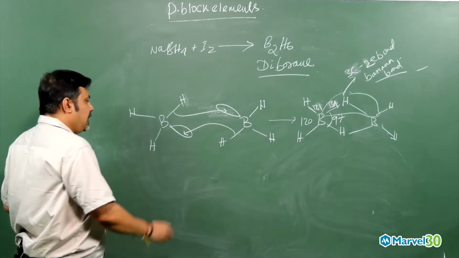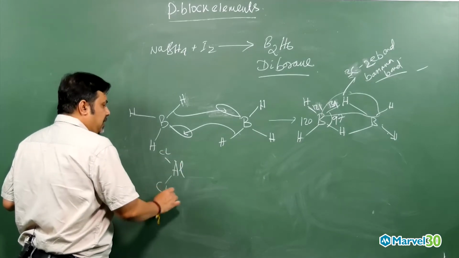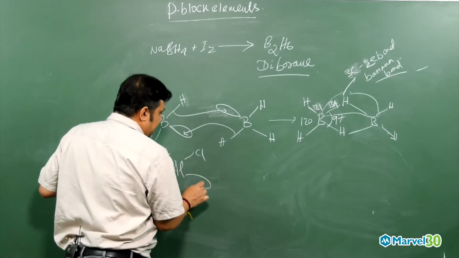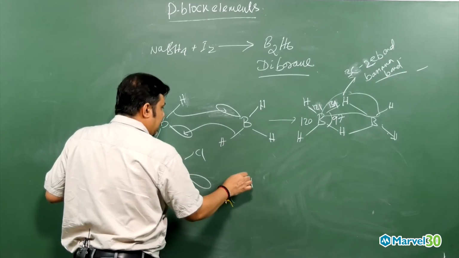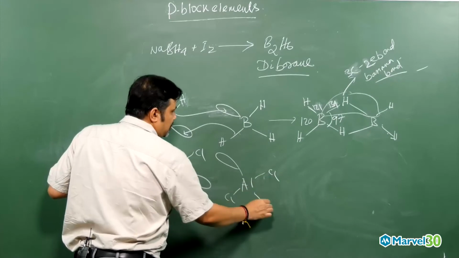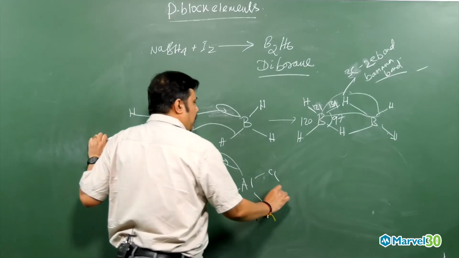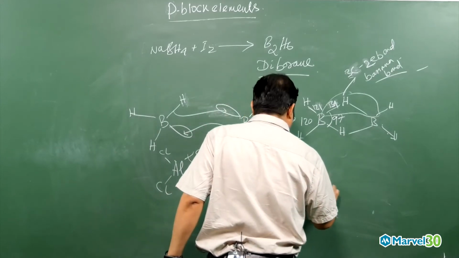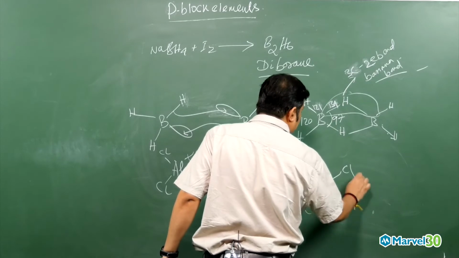In the same way, aluminum chloride also will be dimerized. You know the aluminum chloride structure. Here aluminum has a vacant orbital, and the chlorine of another aluminum chloride can donate into it. So they will be dimerized like this and form Al2Cl6, because aluminum has a vacant orbital. They will form this type of compound.